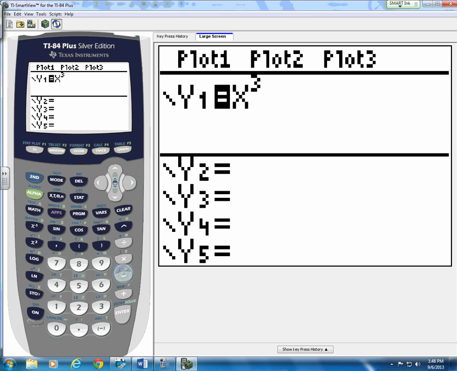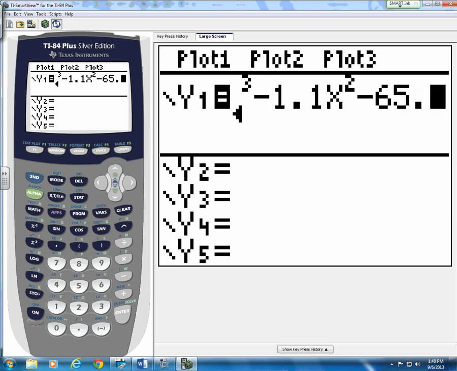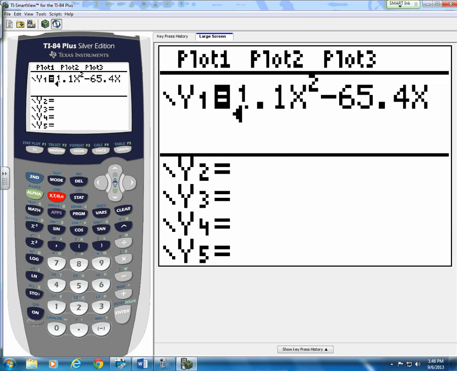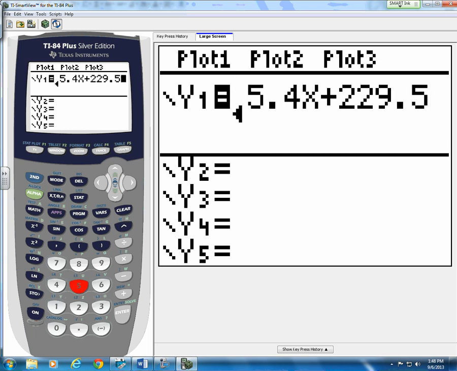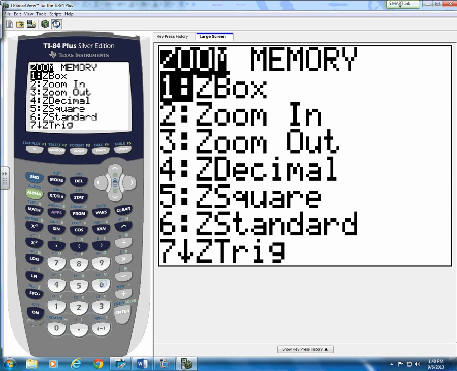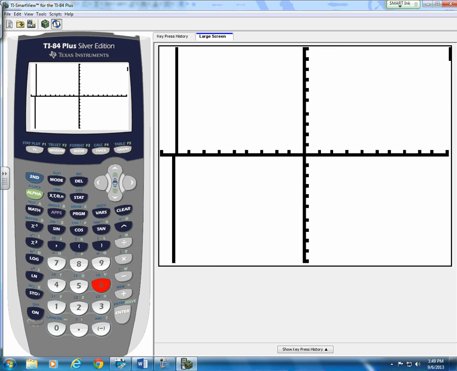X cubed minus 1.1 x squared minus 65.4 x plus 229.5. And that's equals 0. So if I want to solve this, this is what I'm putting in. And if I zoom 6 it, standard viewing window, this is what I'm getting.